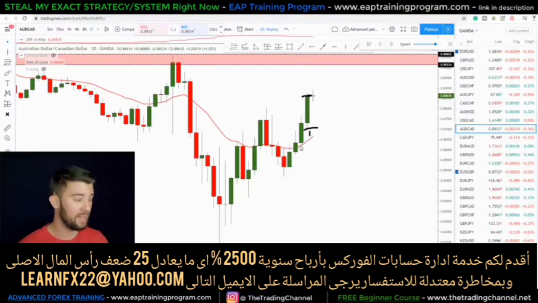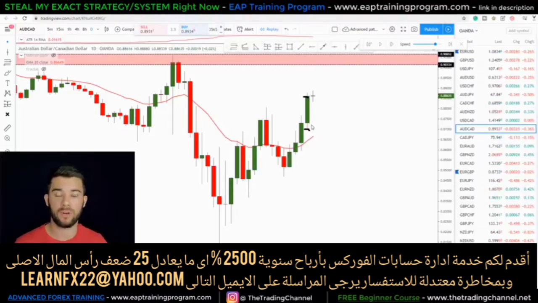And what I mean by that is the wick of this candle doesn't touch the EMA. The body of this candle does not touch the EMA. No part of this candle is touching the 20 EMA. Therefore, for me, we're in an uptrend on the daily chart. Let's go down to a 1 hour, see if we can find a pullback trade.